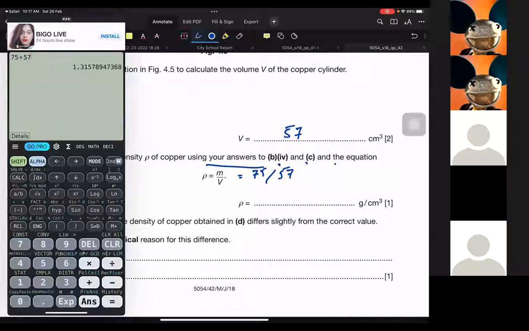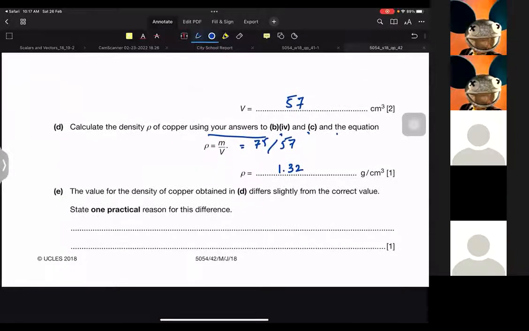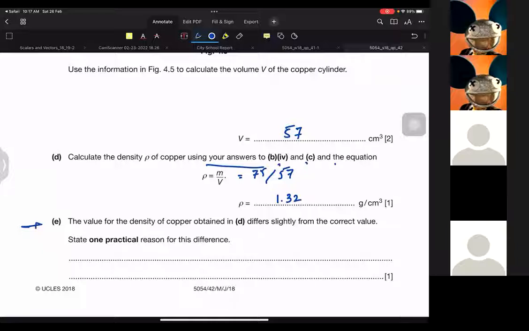So I'm getting a density of 1.32. You can round it off. And then it says the value of the density of copper obtained in a differs slightly from the correct value. State one practical reason for this.